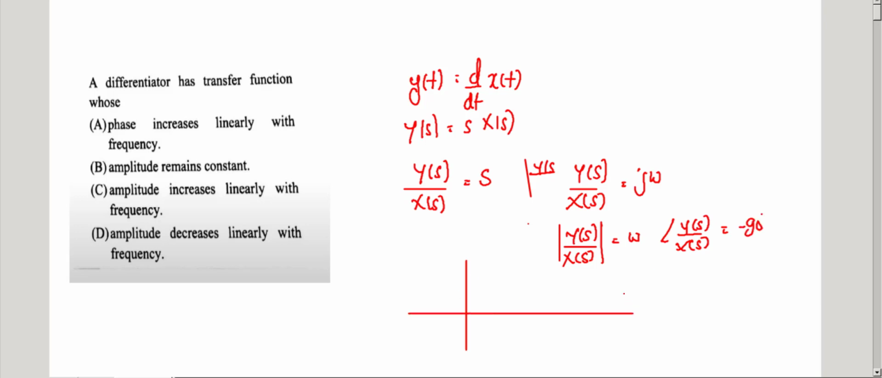So if omega varies from 0, the magnitude increases. This is magnitude equal to omega. As omega increases, what happens to magnitude? Magnitude is increasing linearly. What happens to phase? Phase is constant at minus 90 degrees. Okay, so amplitude increases linearly with frequency. Option C is the answer.